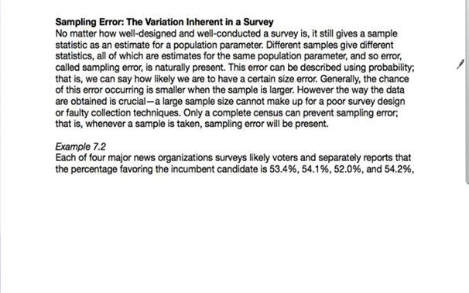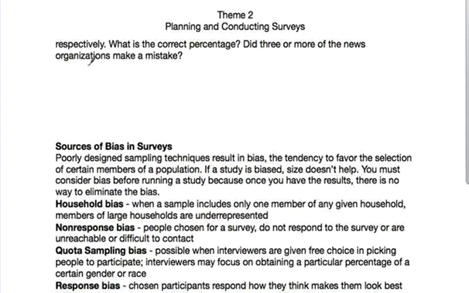Example 7.2 says each of the 4 major news organizations survey likely voters and separately reports that the percentage favoring the incumbent candidate was 53.4%, 54.1%, 52.0%, and 54.2% respectively. What is the correct percentage, and did 3 or more of the news organizations make a mistake? With this particular problem, there is no way of knowing the correct population percentage from the information given.